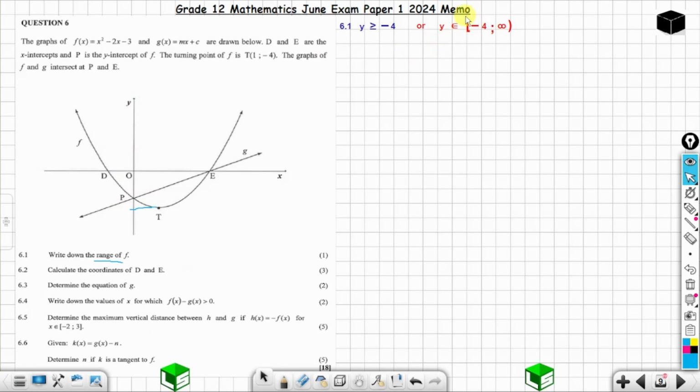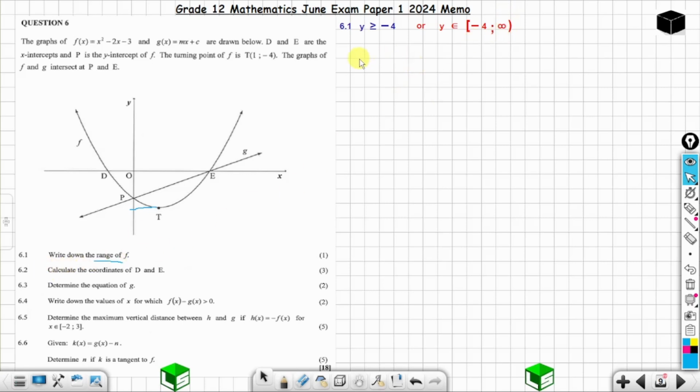You have a square bracket because -4 is included. So you have to use a square bracket because -4 is included. All the way to infinity. Infinity is not a number. You have to use a round bracket.